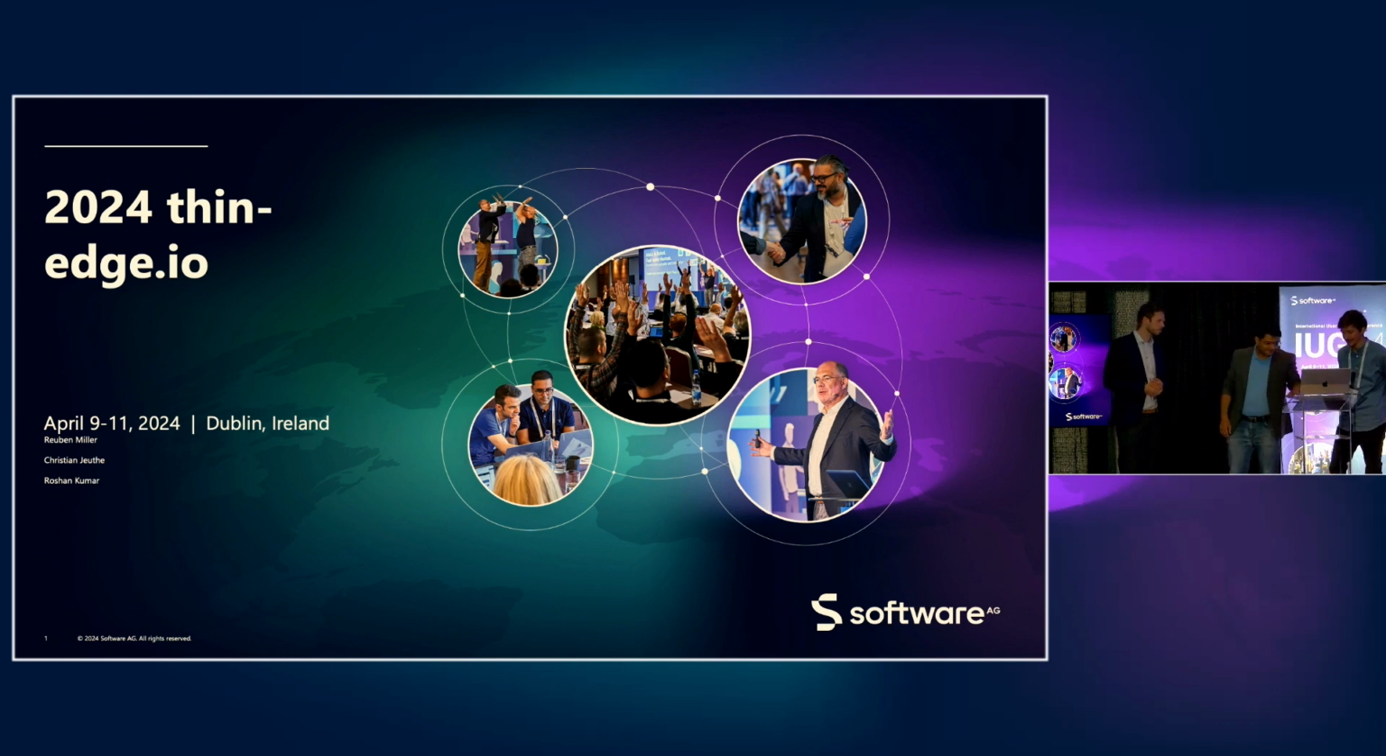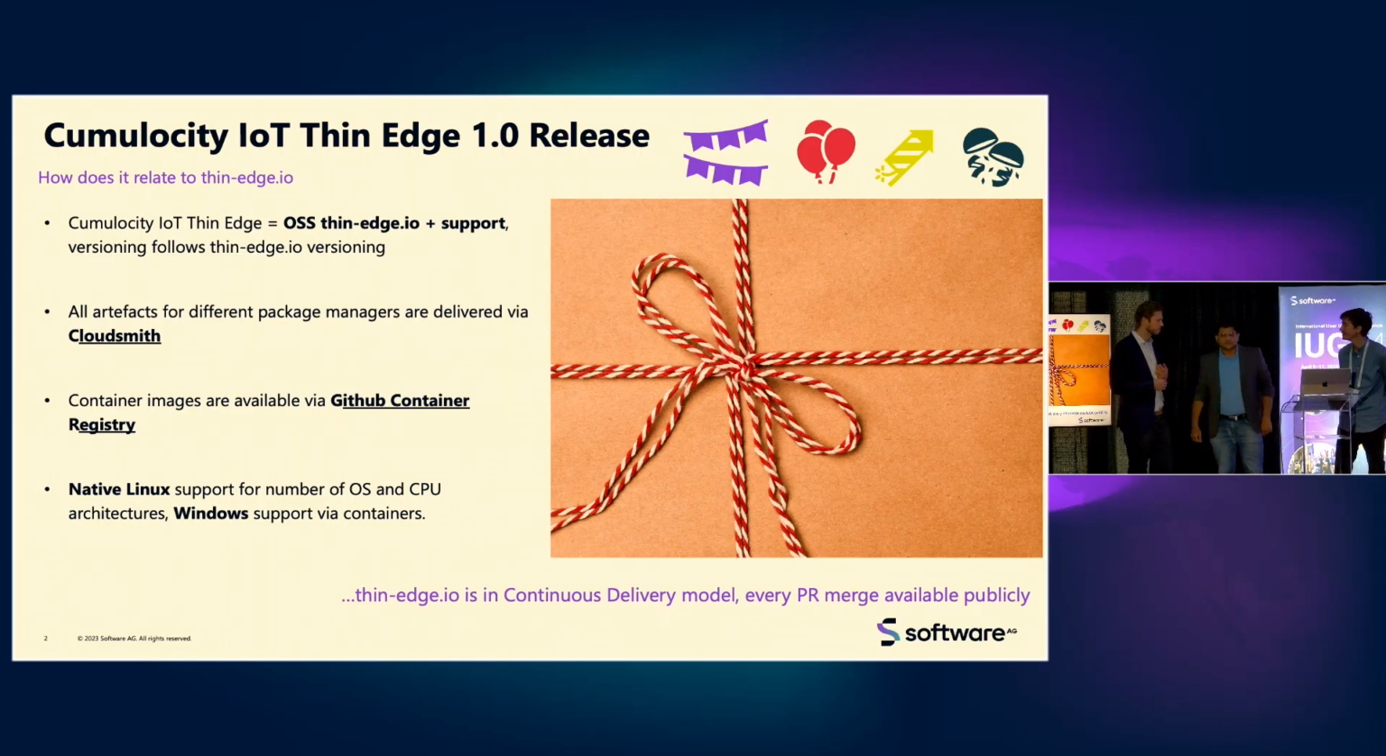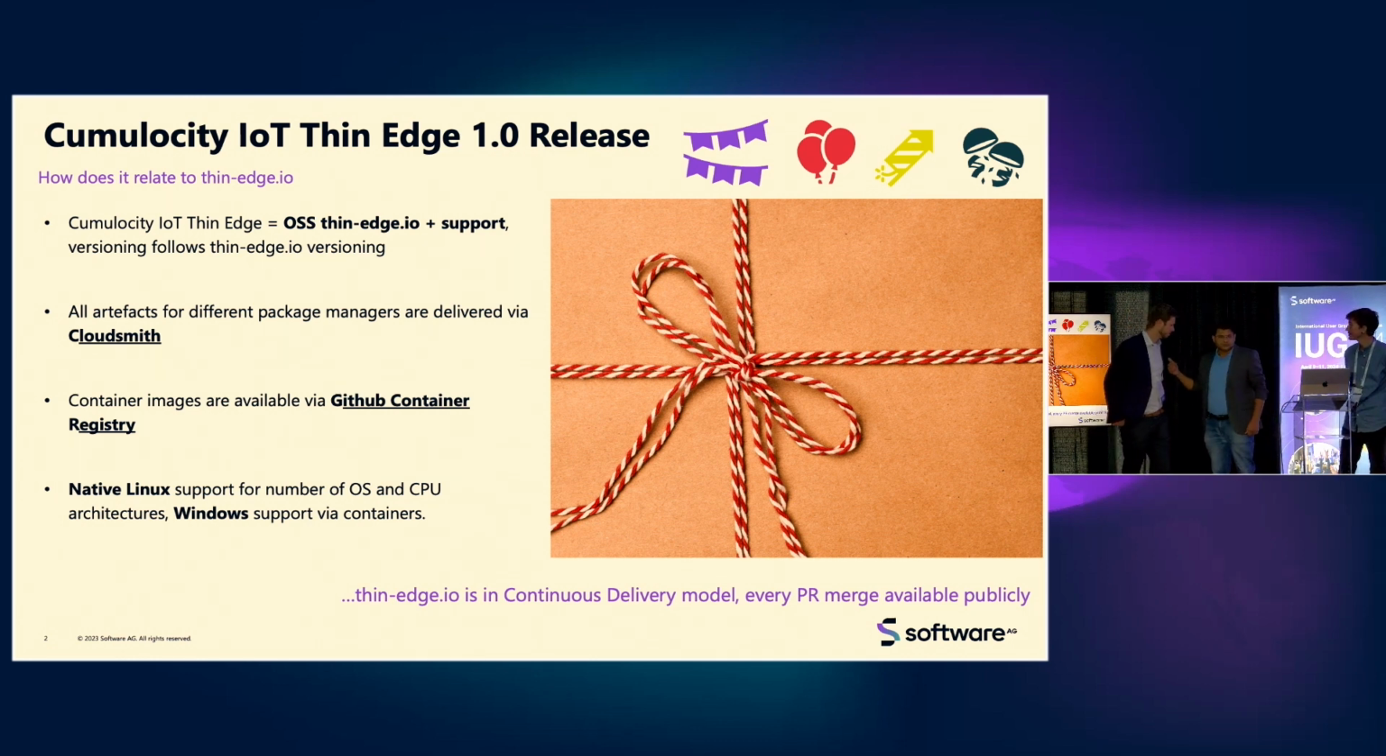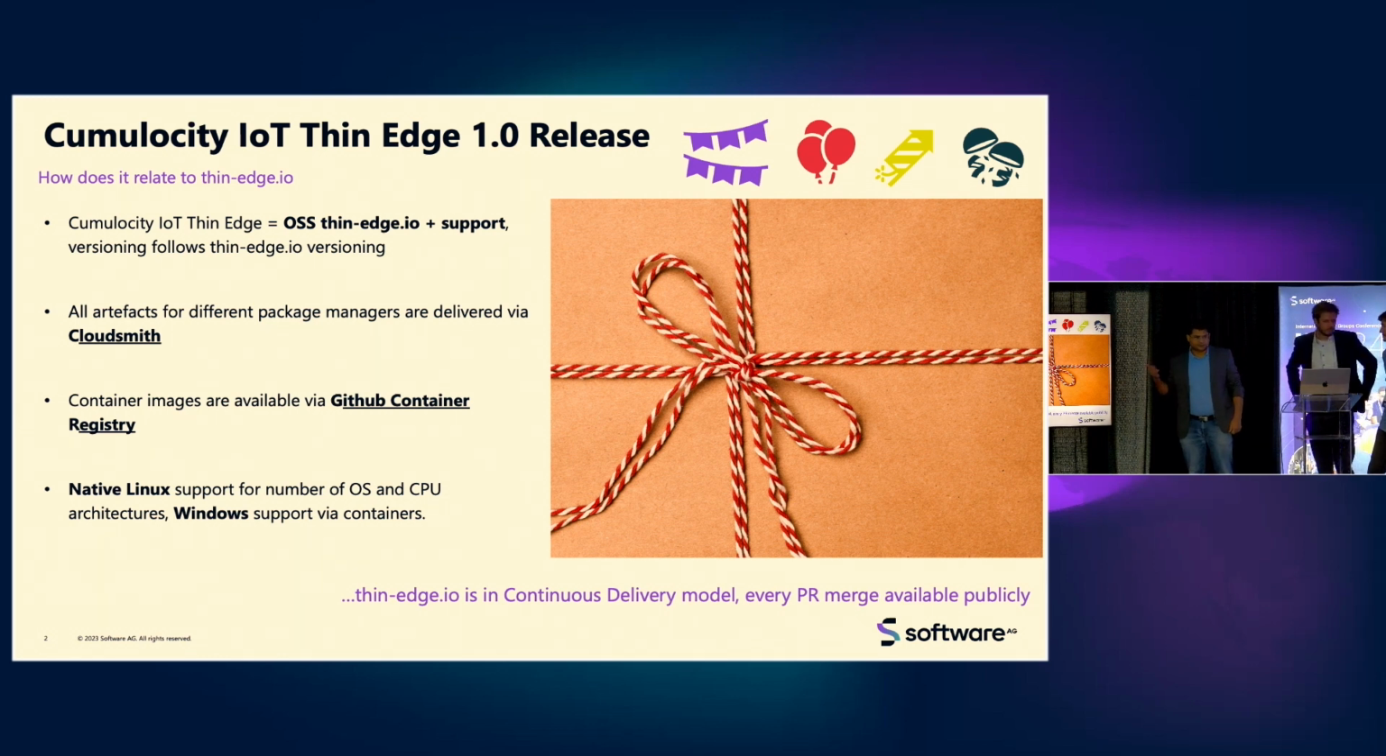So let's get started. ThinEdge 1.0 and the commercial version of ThinEdge, called Cumulocity IoT ThinEdge, is out. A couple of months ago we had the first release, and so it is ready for production. You can put it in all your production environments. What is the difference between Cumulocity IoT ThinEdge, which is our commercial version, and ThinEdge IO? It is only the support. It is taken care of as part of the Cumulocity support contract, but the way we deliver the versioning is exactly the same as our open source offering, ThinEdge IO.